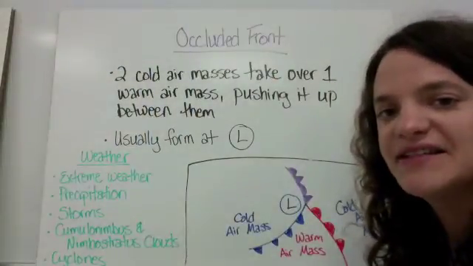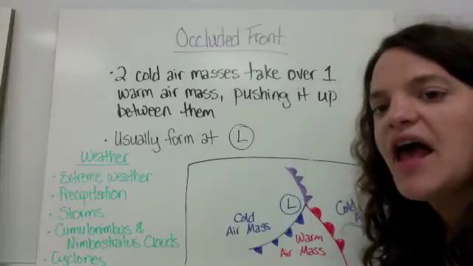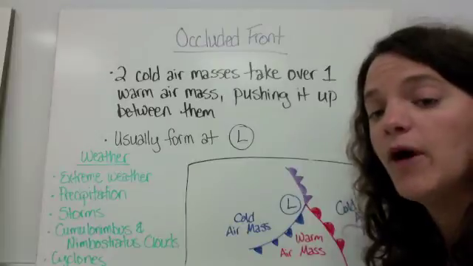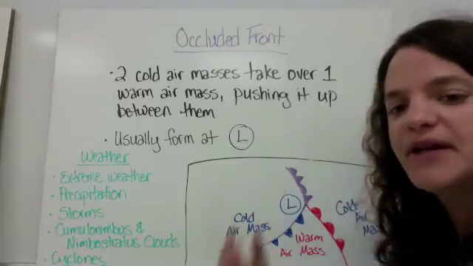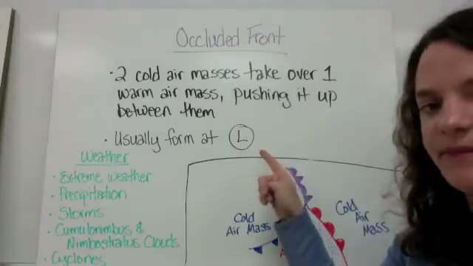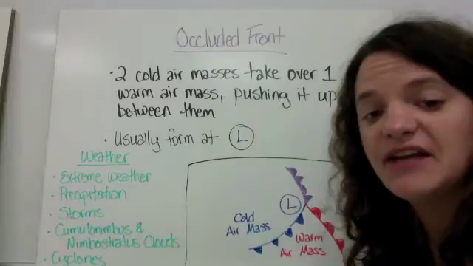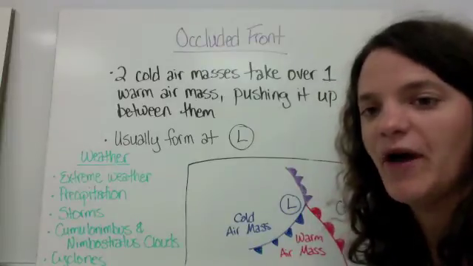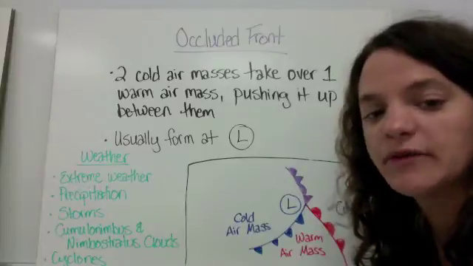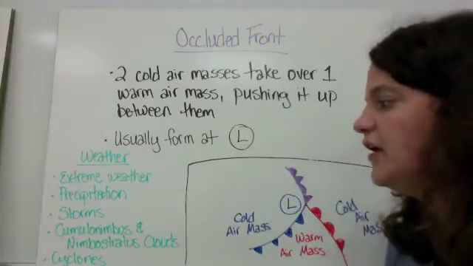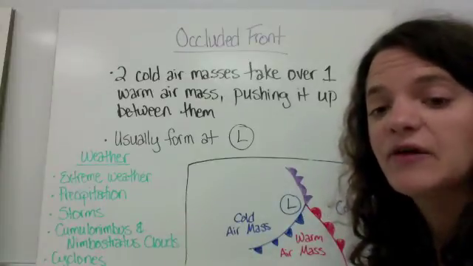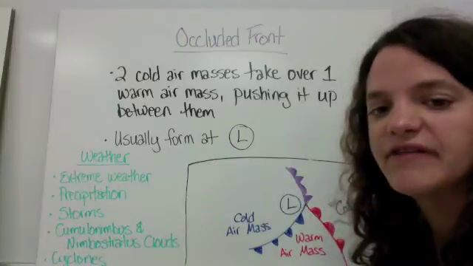Last but not least, let's take a look at the occluded front. An occluded front occurs when two cold air masses take over one warm air mass, pushing it up in between them. It usually forms at a low pressure system. So the weather associated with an occluded front is extreme weather. You're going to often have a lot of precipitation. You might have storms like thunderstorms or hailstorms. You'll have cumulonimbus and nimbostratus clouds, and you'll also have cyclones. This is the beginning step in the life of a cyclone.